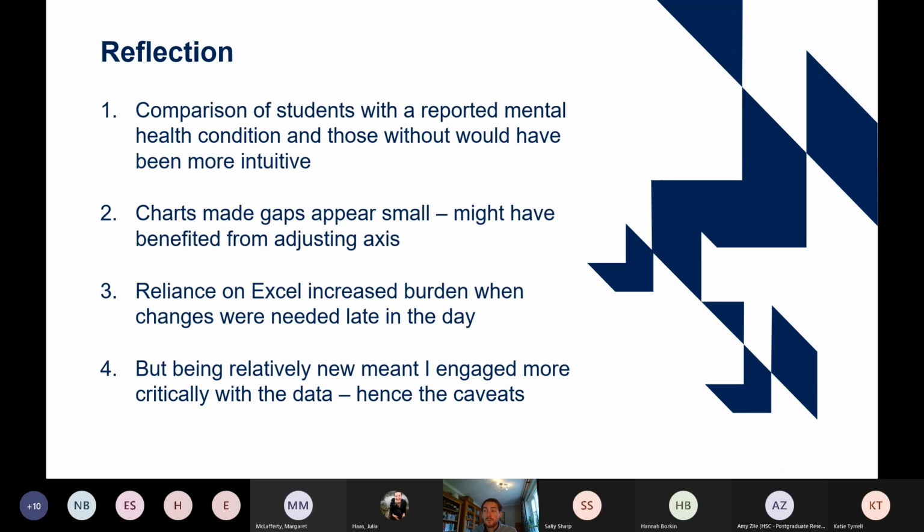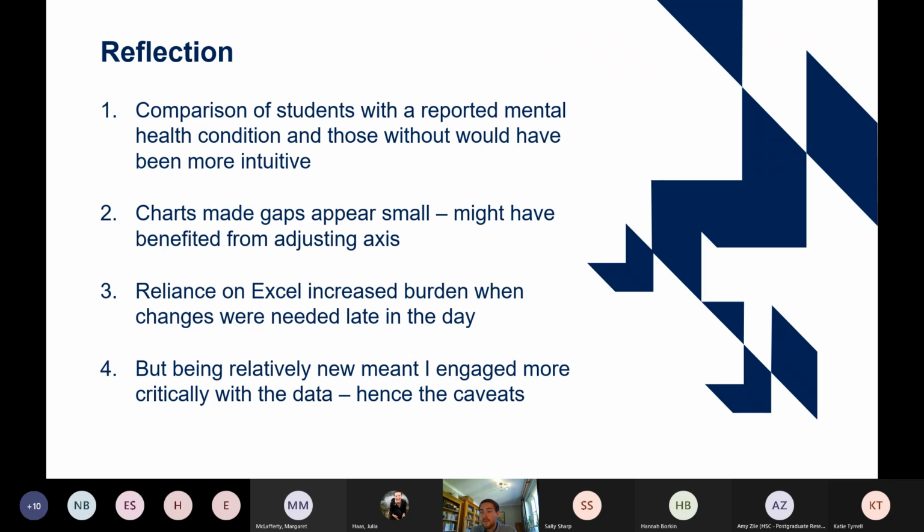I mentioned earlier that this was one of the first projects I did at the OFS, and at the time my programming experience was very limited, and that meant that I created these charts in Excel, and that meant there was quite an increased burden later on when we made small changes to the methodology. Whereas now I would much prefer to automate that process, it did put a bit of burden on us.